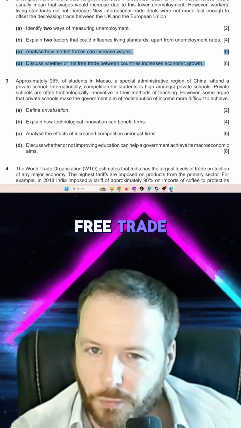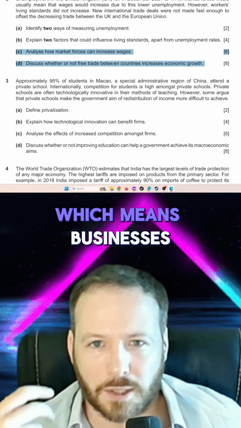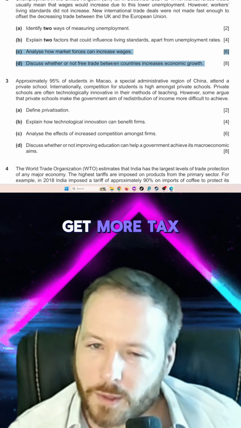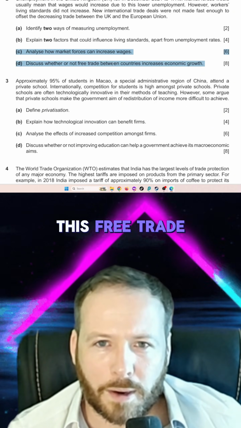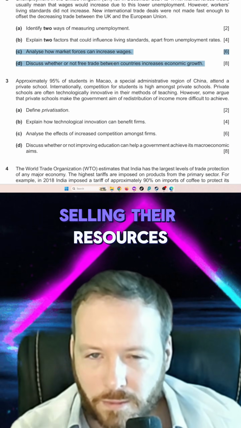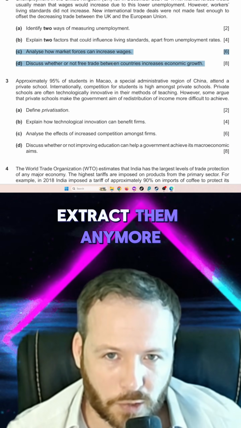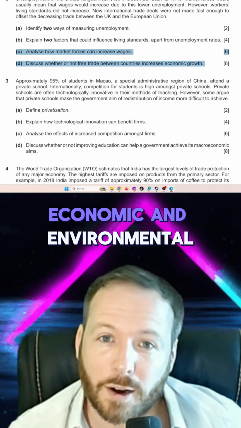So for example, free trade can lead to increases in demand for your goods and services, which means businesses sell more, which means they employ more, which means incomes go up, which means governments get more tax and they can use that to help the economy and make it more productive. Great. What about if this free trade leads to your country selling their resources for a really cheap price and then those resources run out? Then you've got no jobs to extract them anymore and you've got no resources to sell. So it could lead to massive economic and environmental decline.